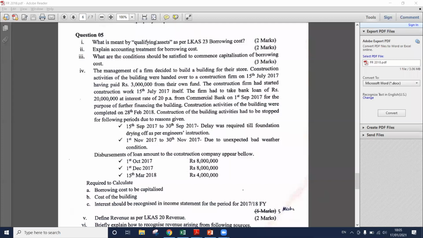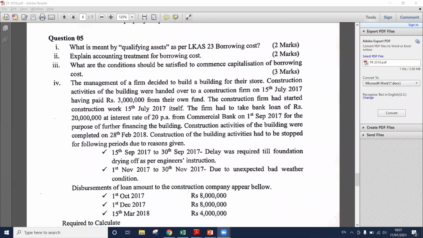With this term, qualifying assets, what comes to our mind? Assets that necessarily take a substantial period. Right, so we go here. So qualifying assets are what? Assets that necessarily take a substantial period of time to get ready for their intended use.